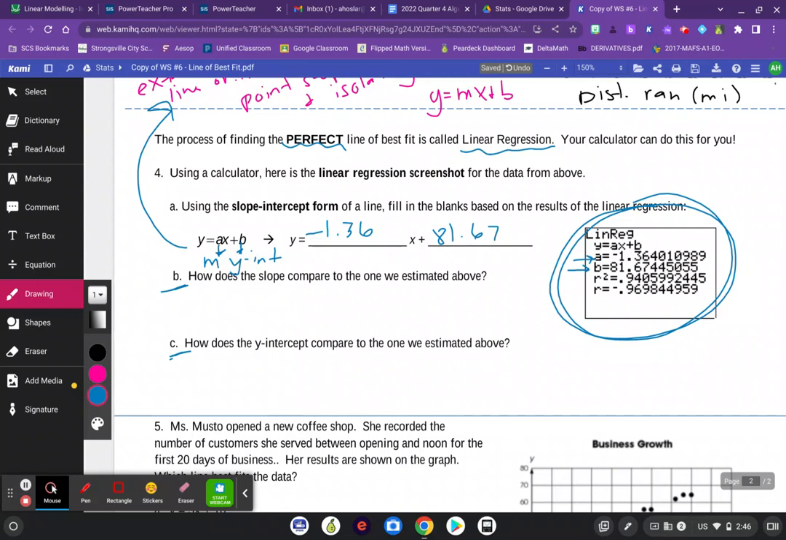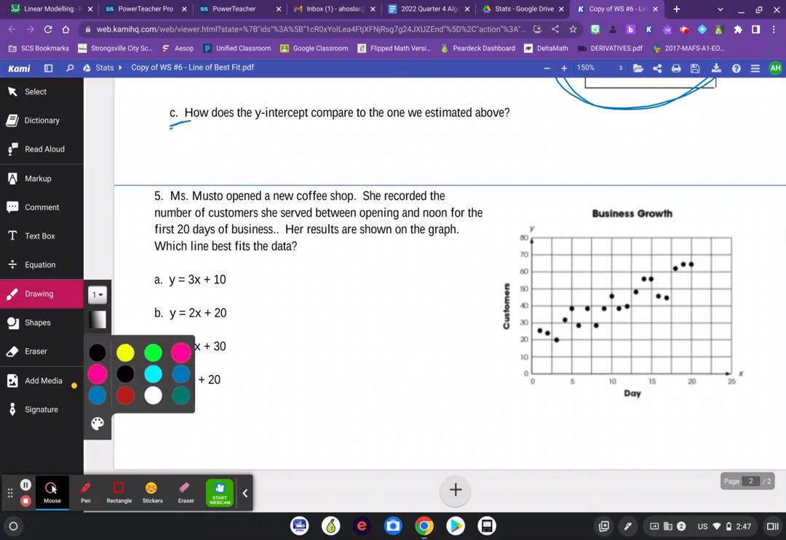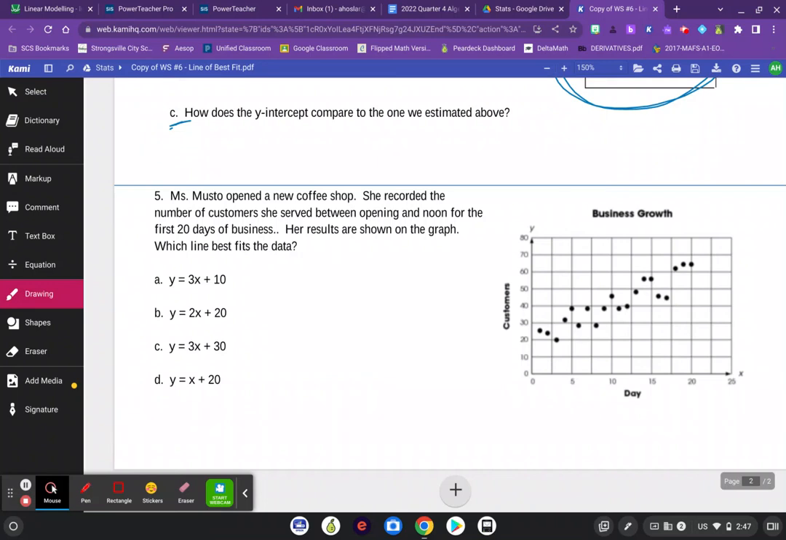Okay. And then finally, in problem 5, it says Mr. Musto opened a new coffee shop. Or Ms. Musto, my apologies. She recorded the number of customers she served between opening and noon for the first 20 days of business. Her results are shown in the graph. Which line best fits the data? Well, first of all, if I were to draw in a line of best fit, something like this, it looks to me, based on my very quickly drawn line of best fit, that I have a y-intercept of 20. So it really eliminates A, and it really eliminates C.